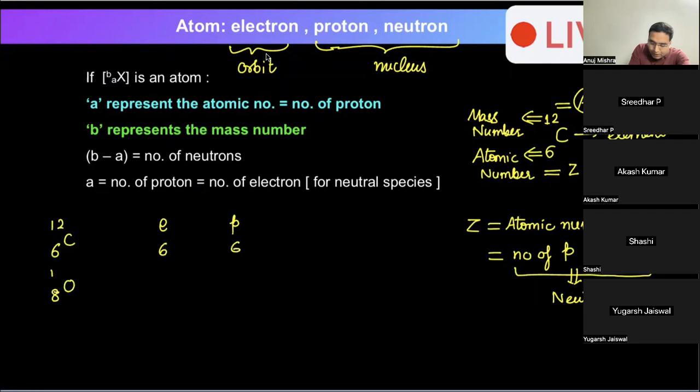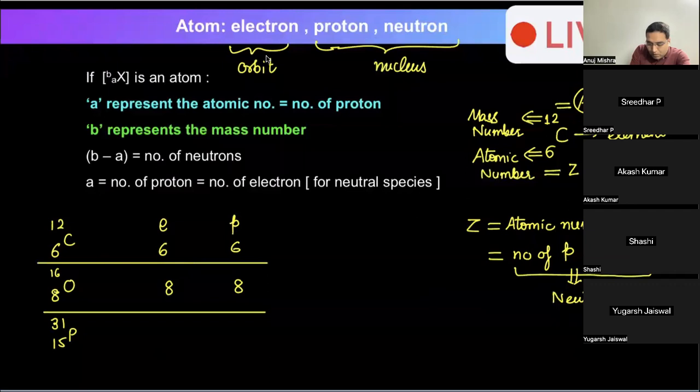Okay. 8O16. How many electrons? How many protons? In chat box. 8 or 16. Very good. 8 electrons, 8 protons. 15P31. How many electrons, how many protons? Answer? Very good. 15P31. 15. सबको समझ में आ गया? क्या देखना है? क्लियर हो गया?